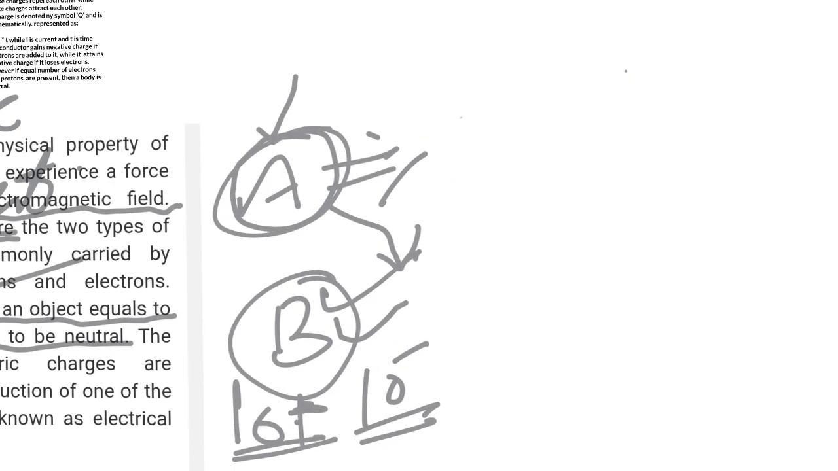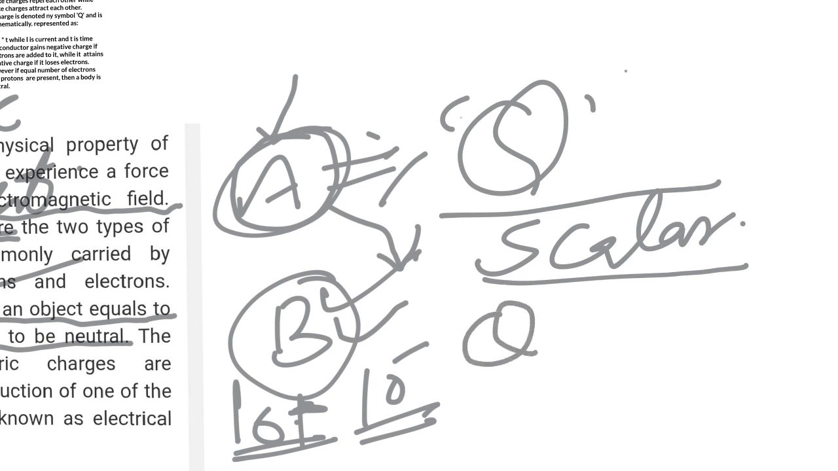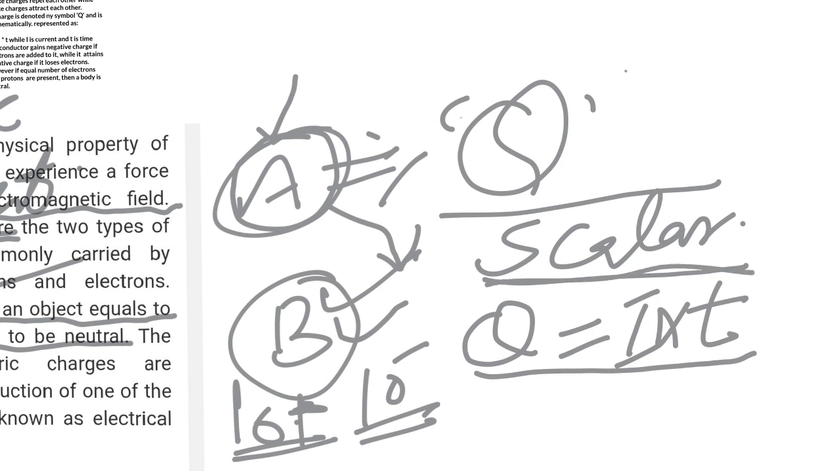Symbolically, we represent charge by the symbol Q. It is a scalar quantity. Scalar quantity means it doesn't have any direction, it has only magnitude. Mathematically, this charge Q is equal to I into T. So if you have to find the value of Q, you will use this equation: charge is equal to electric current into time. Okay, so this is the concept of electric charge.